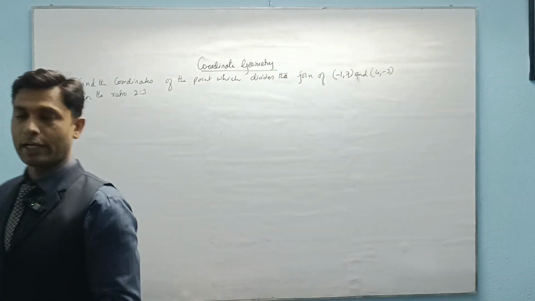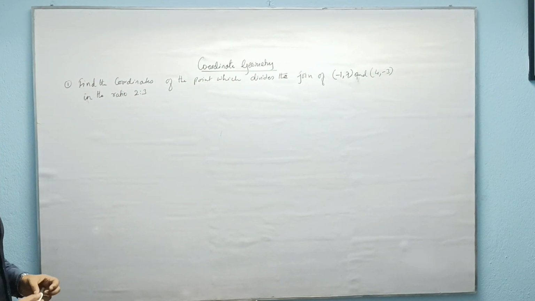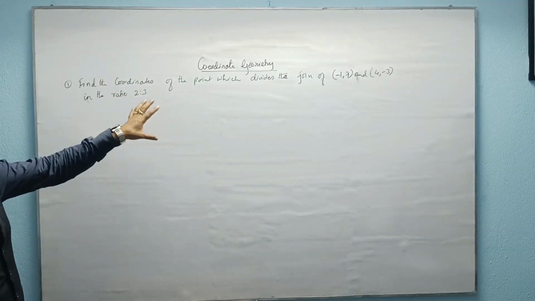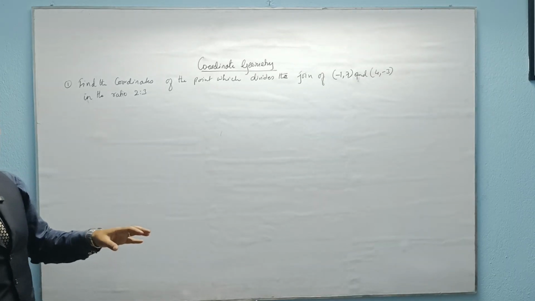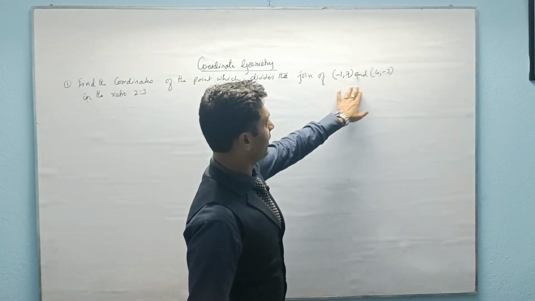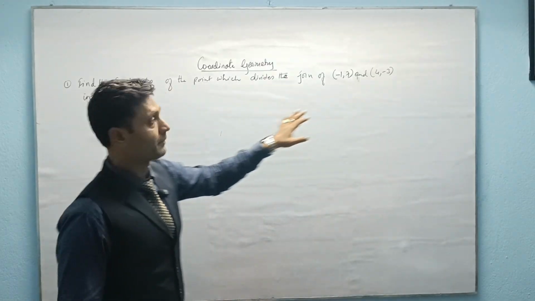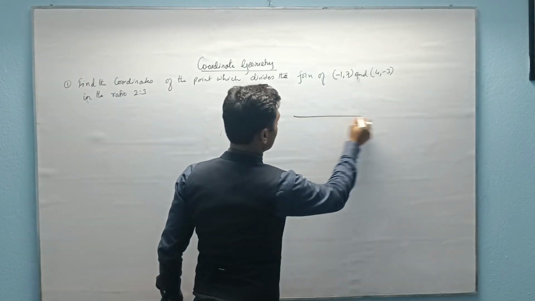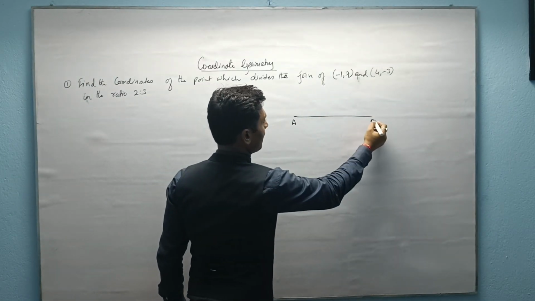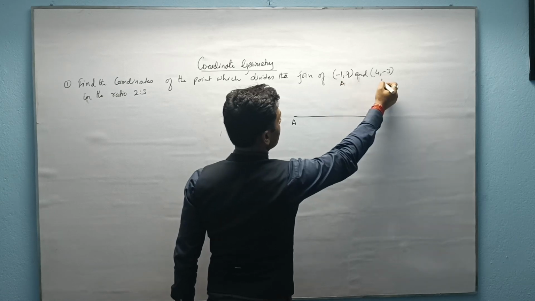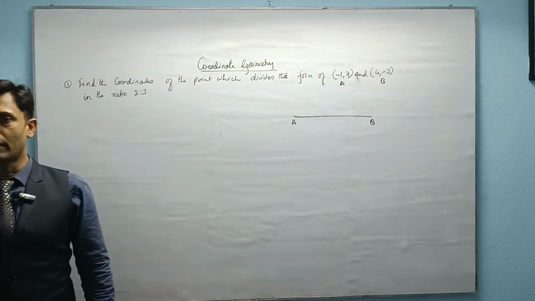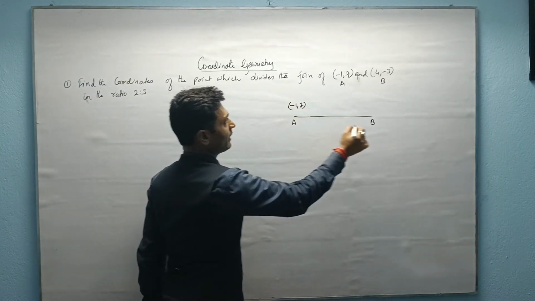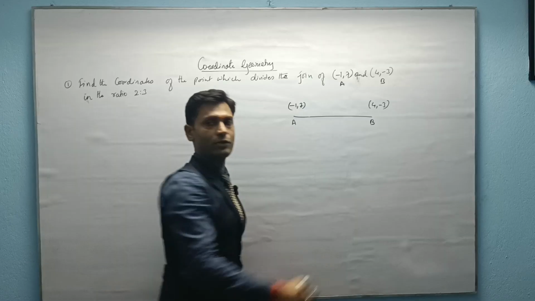Question number 1, the first question, is based on the section formula. Find the coordinates of the point which divides the join of (-1, 7) and (4, -3) in the ratio 2:3. We'll make this line segment. This is, let's say, A and this is B. AB is a line segment. The coordinates of A are (-1, 7) and B is (4, -3).